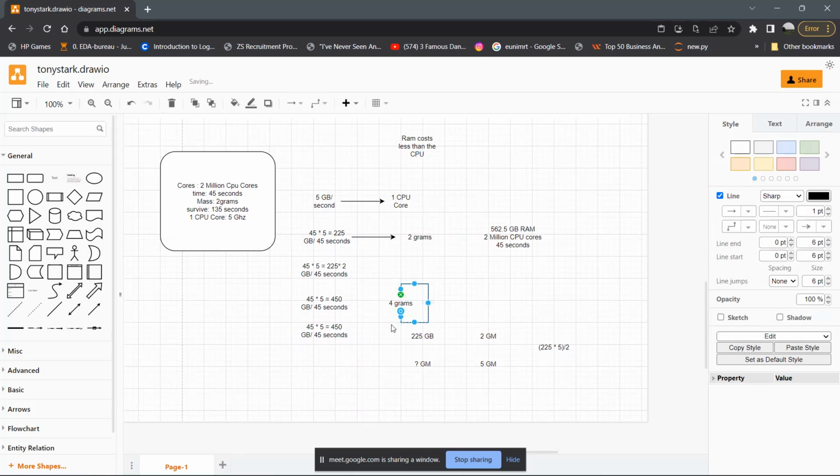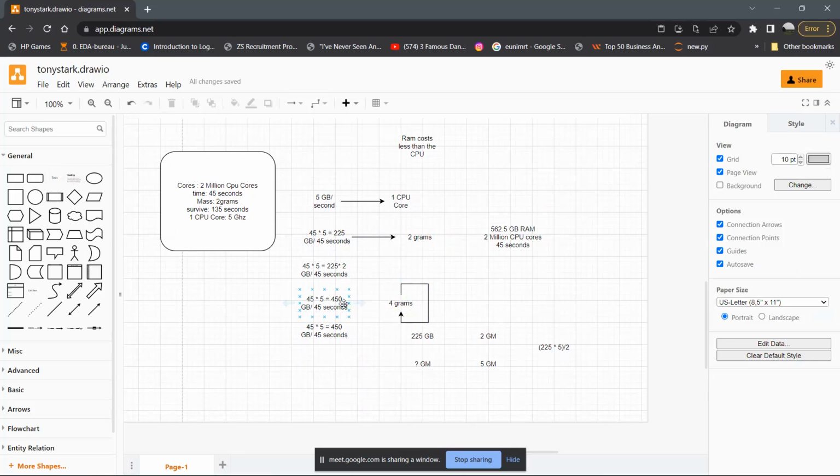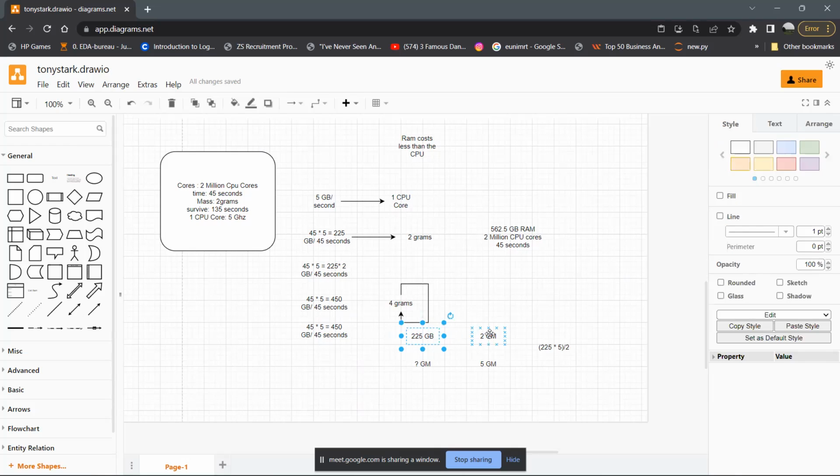So now we know that if you're doubling it, it's for 4 grams. Now to get to 5 grams, it's just a normal calculation, right? We know that 225 GB is for 2 grams. For 5 grams, how much? So 5 times 225 divided by 2. Till here it's clear. 225 divided by 2 times 5.